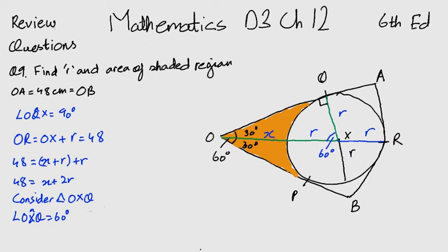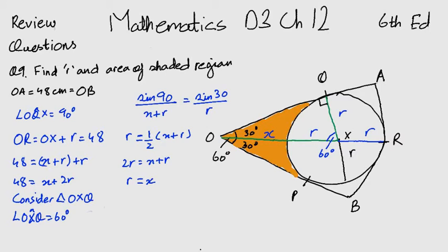Now consider the triangle OXQ, and you'll find that the angle OXQ is 60 degrees because the sum of angles in a triangle is 180. Now we apply the sine rule and note that sine 90 over x plus r equals sine 30 over r. You can use that to find the relationship between x and r. And we find that r actually equals x. We put this in our equation that we found first. 48 is equal to x plus 2r, which gives us the value of the radius to be 16 centimeters, and that is our answer.